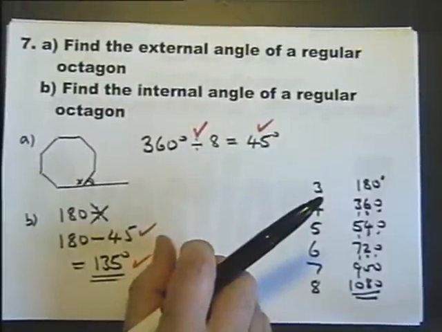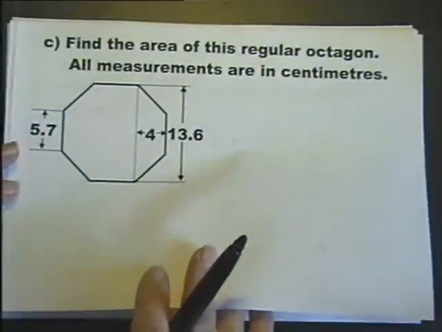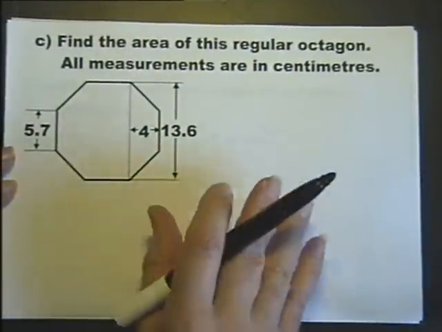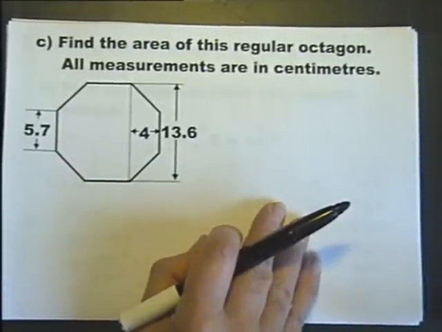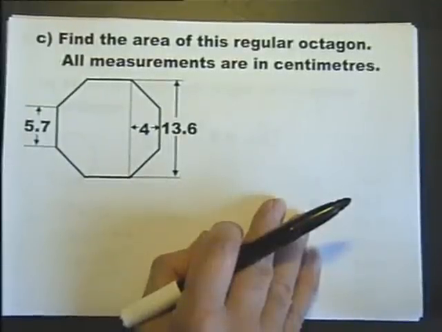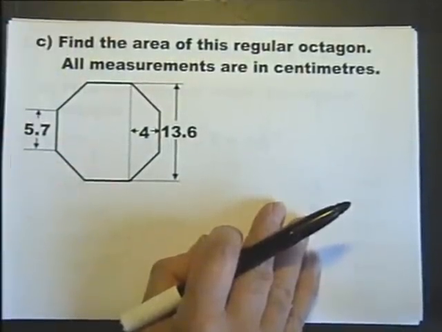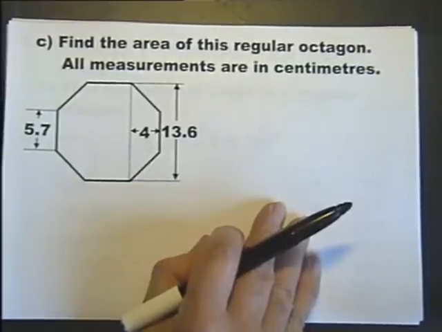Question 7 part C, which has very little to do with part A and part B. It's a brand new question really. This is a regular octagon of a particular size with particular dimensions. All the sides are the same, all the angles are equal. Find the area.